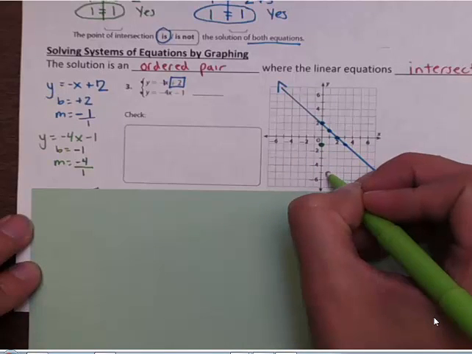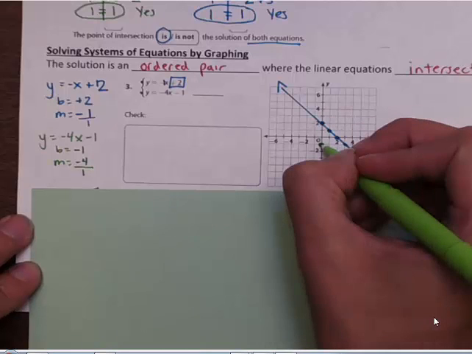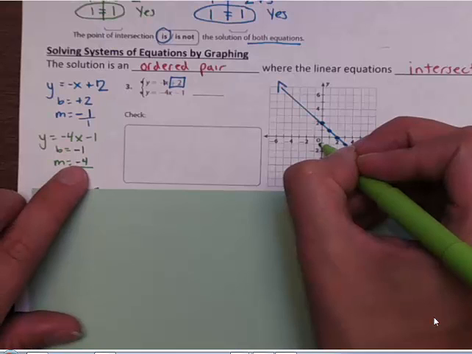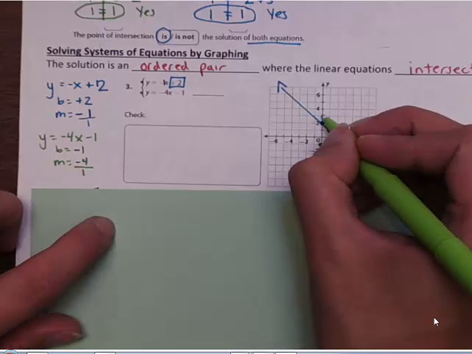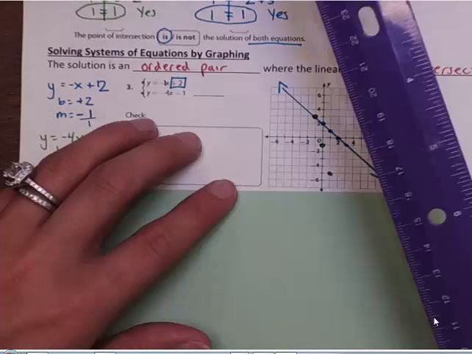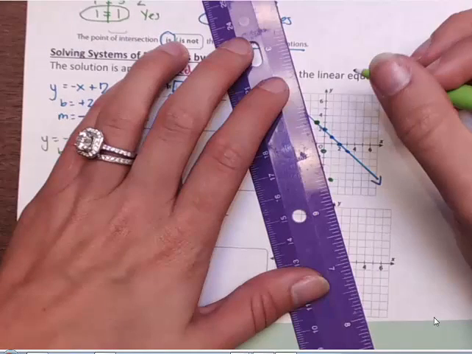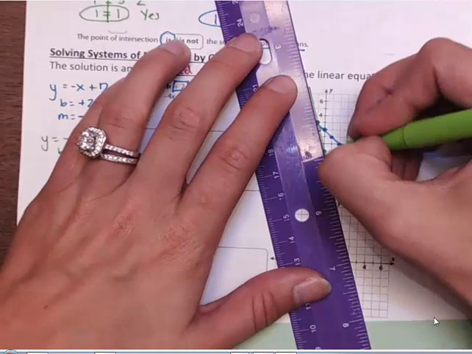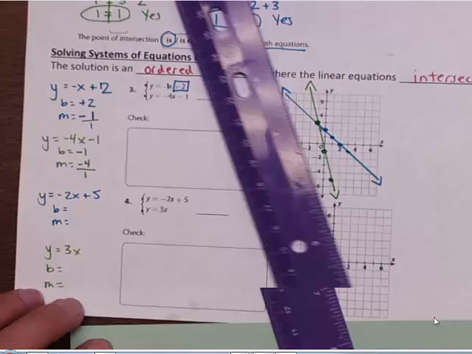I'm going to plot another point, so I'm going to start at my y-intercept again, but I'm going to do the opposite. So since I went down 4, I'm going to go up 4 now. 1, 2, 3, 4, and now I'm going to go to the left 1. Okay, I'm going to plot that point, and I'm going to connect my points to show it's continuous with arrows on the ends. Okay, and now I need to figure out what the solution is.